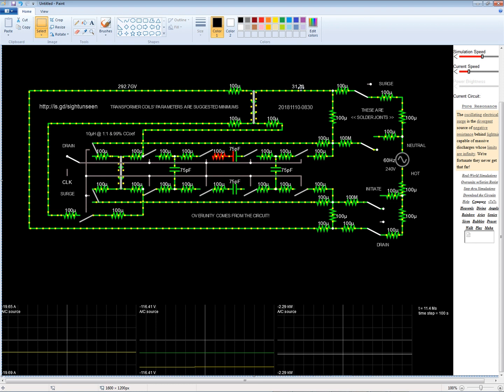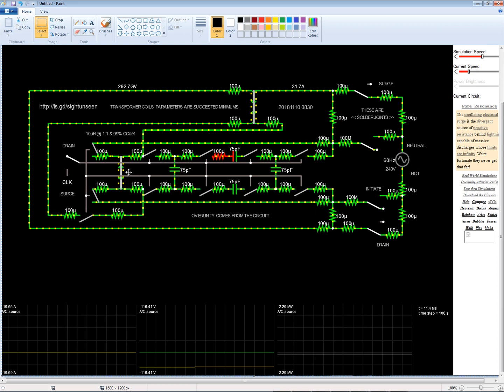Just to get 30 amps over here and just under 20 amps being returned to the grid, you have to build up 300 gigavolts. That's dangerous, obviously. But it was the only way to get this circuit to work.